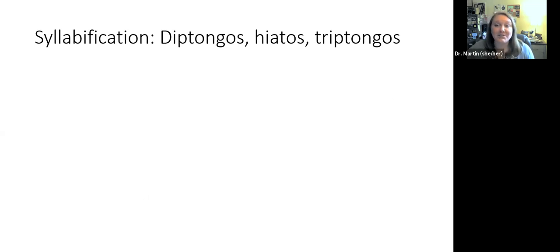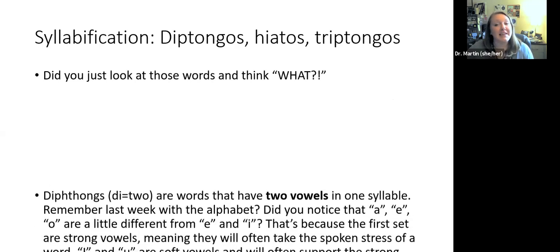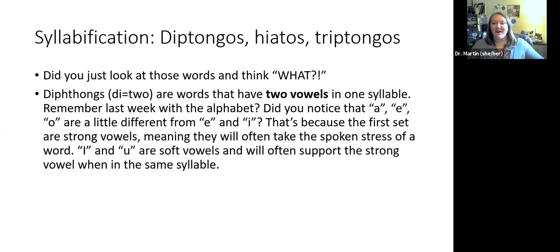So diptongos, hiatos, and triptongos. Did you look at that and just go, what are those words? They are words. So let's talk about that. Diphthongs in English, di referring to two. These are words that have two vowels in one syllable. Remember last week with the alphabet, did you start to notice that A, E, and O are a little different from I and U? That's because the first set, A, E, and O, are strong vowels. And that means they'll often take the spoken stress of a word. I and U are soft vowels, which means they'll often support the strong vowel in the same syllable.